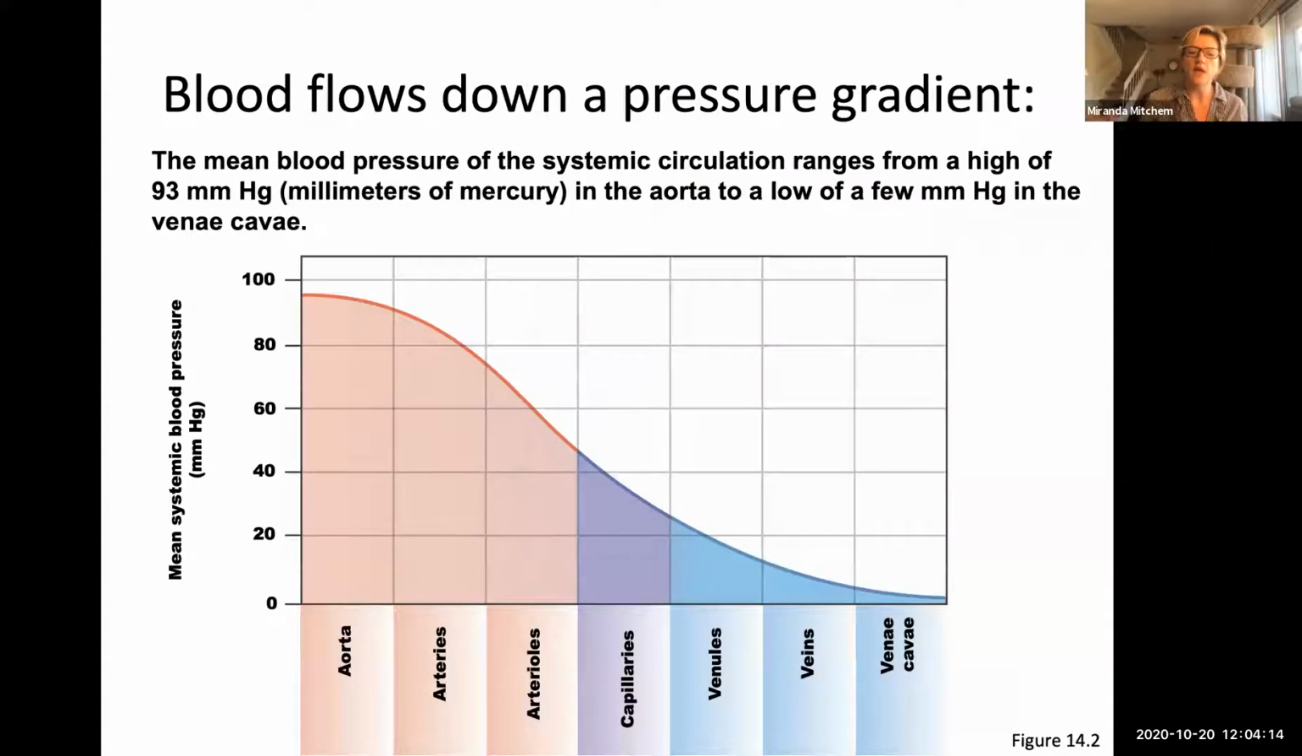Okay, so now let's look at it a little bit differently. Blood, just like other types of material, follows a pressure gradient through the cardiovascular system. And that pressure is generated from the pump function of the heart. So what we're looking at are the different types of vessels. The aorta is closest to the heart. It branches into the arteries, which then branch to what are called arterioles, which then feed into the capillaries.